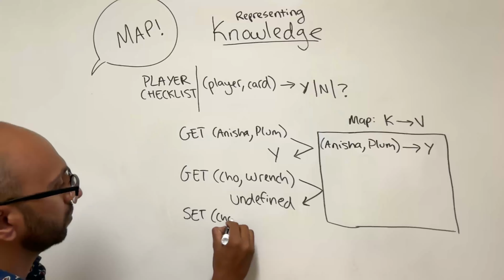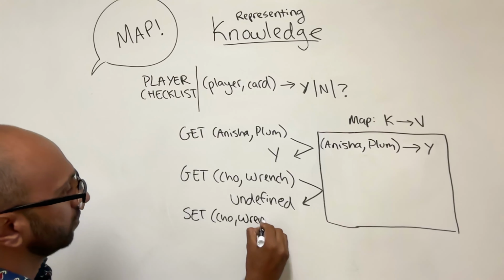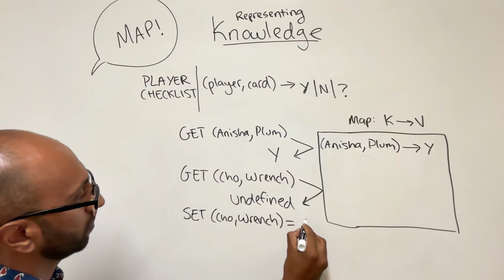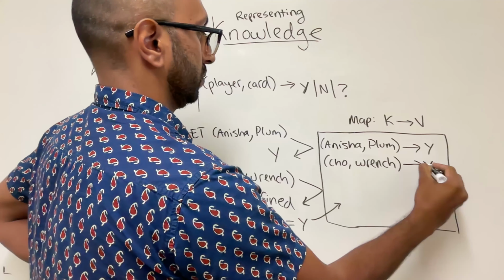The second thing we can do, of course, is set a value, like writing into the checklist. So if we tell this map set Cho, wrench equals Y, it'll save that value. Then the next time we ask it about Cho, wrench, it'll give us Y instead of undefined.